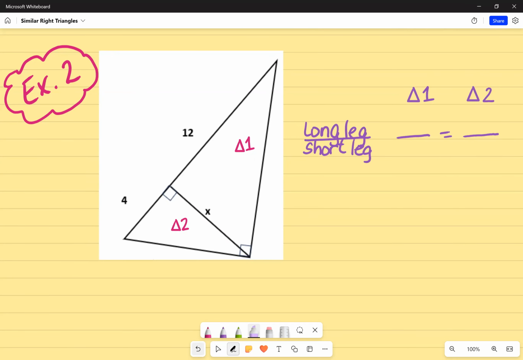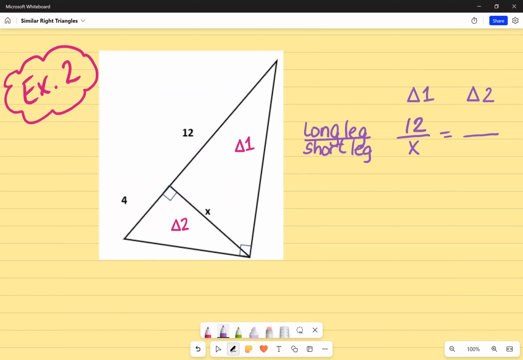So for triangle 1, and I like to also display which triangles I'm using, so that'll help me keep track or be organized of where the data is supposed to go. So for triangle 1, I have 2 items here. I can decide which one I want on top. I just have to be consistent. I said that I wanted the longer leg. So this is the longer leg, 12. So I'm going to write 12. And then I want the shorter leg, which is going to be X.